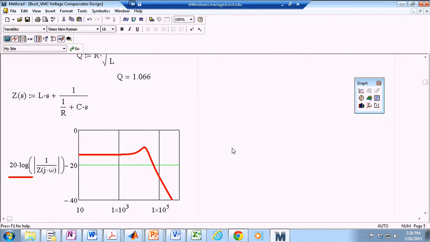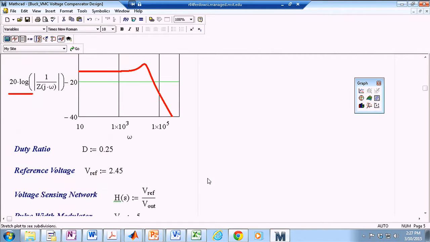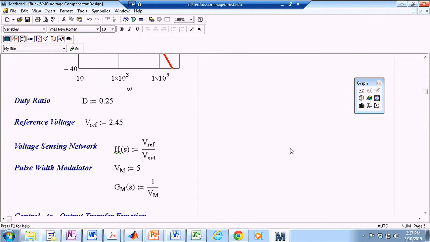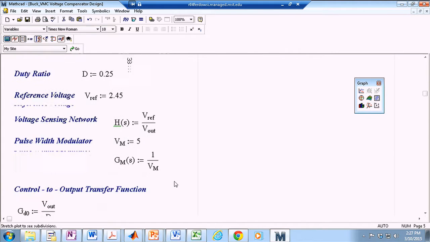This is just to make sure your power stage is designed well already. So at our switching frequency, which is about 500,000, you should have a lot of attenuation. We already have. You can see about negative 40 dBs or division by 100 of attenuation. All right, the duty cycle is 0.25. VREF, hypothetically, we have purchased a chip, and the reference voltage that the chip is providing to us is this weird number of 2.45. So our sensing network has a gain of VREF over Vout. The PWM modulator has a triangular waveform that goes from 0 to 5, so VM is 5. So we have a gain of 1 over 5 here as well.